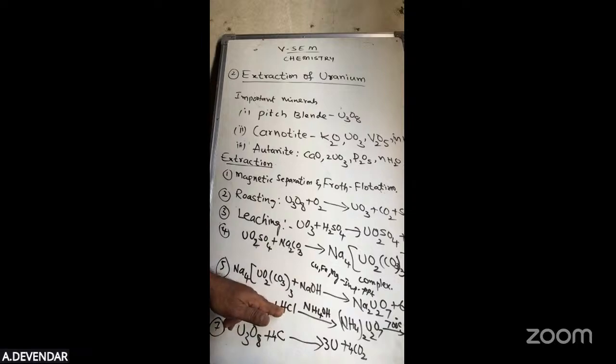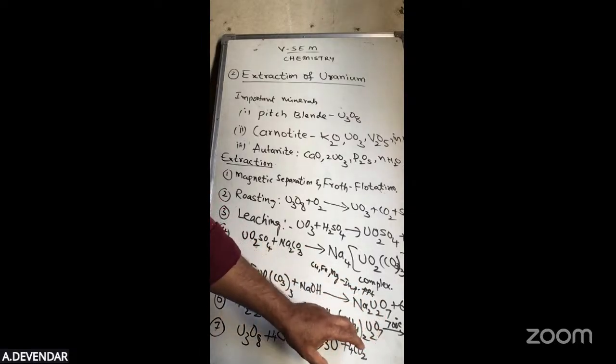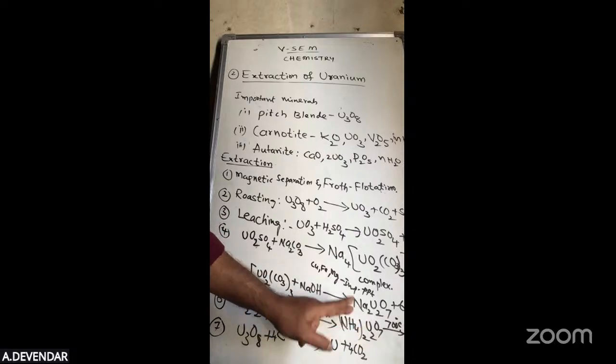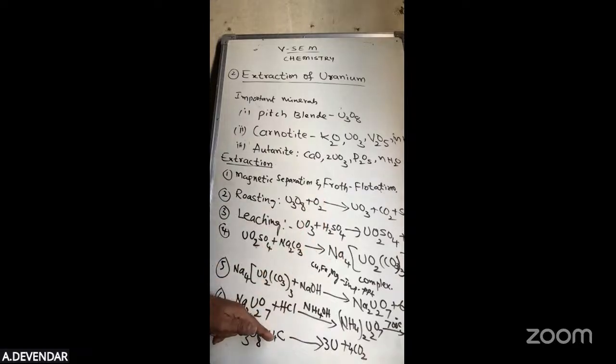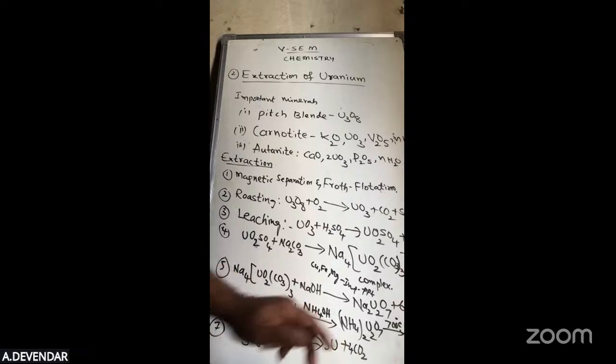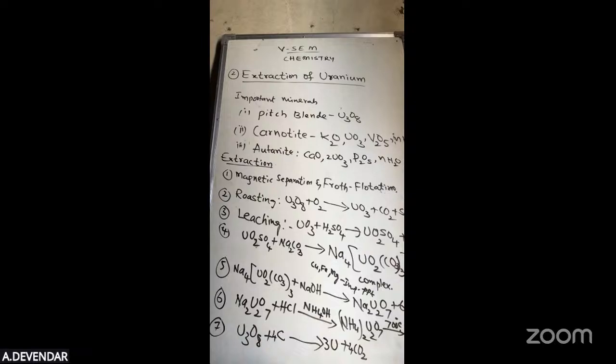That means it is dissolved in the HCl and treated with the ammonium hydroxide. That formed ammonium uranate is strongly heated. You are getting out the pitchblende. This pitchblende is carried out in the electric arc furnace, treated with the carbon, coke, pure carbon, so that we are getting uranium and carbon dioxide is removed out. Okay, this is the process of the extraction of the uranium.